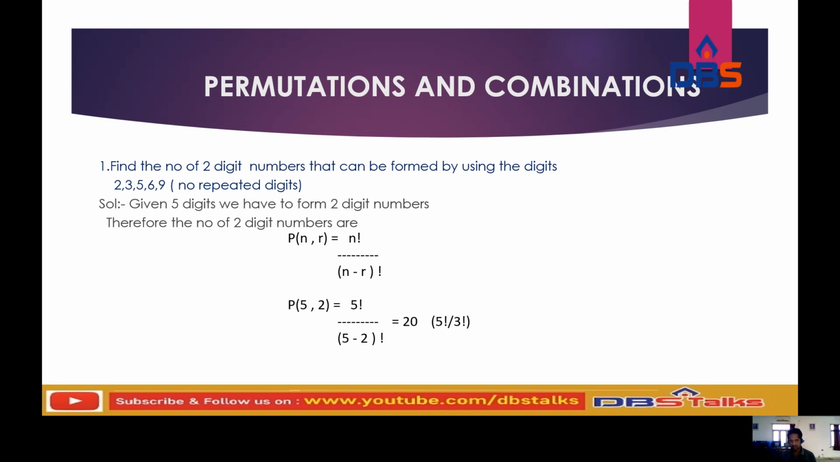There is no repetition. So totally n equals 5 and r equals 2, so n factorial by (n minus r) factorial equals P(5, 2), which is 5 factorial by (5 minus 2) factorial, that equals 20, or 5 factorial by 3 factorial. If you write it like this, I will give marks. So 5 factorial by 3 factorial or 20, whichever.